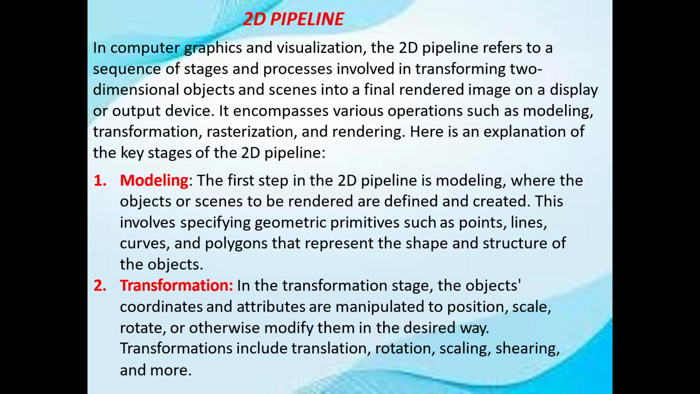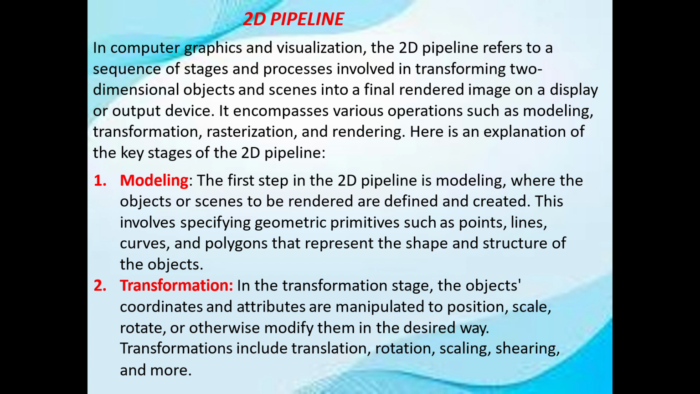So firstly, the 2D pipeline. In computer graphics and visualization, the 2D pipeline refers to a sequence of stages and processes involved in the transformation of two-dimensional objects and scenes into a final rendered image on a display or output device. It encapsulates various operations such as modeling, transformation, rasterization, and rendering. Here are the key stages of the 2D pipeline.